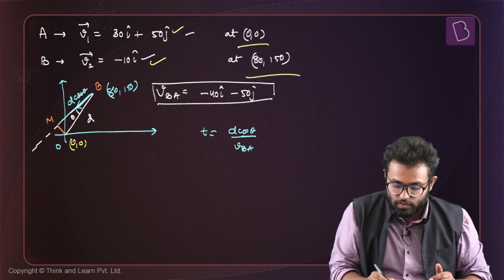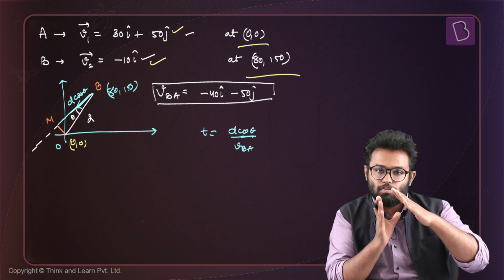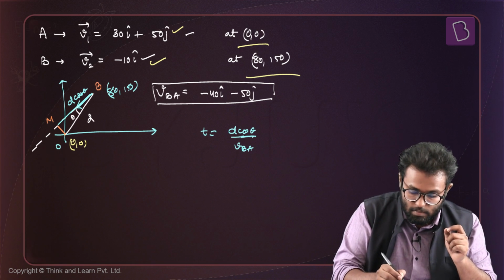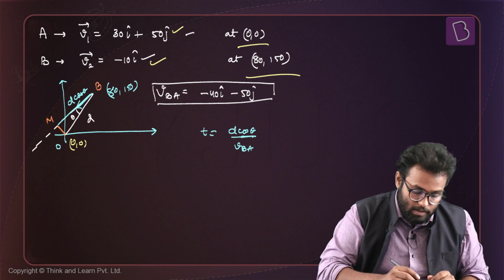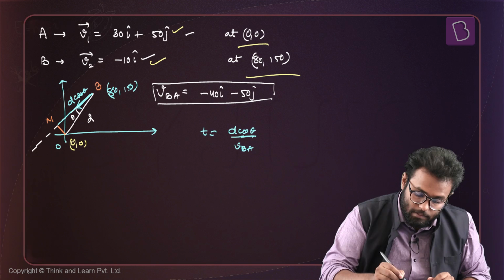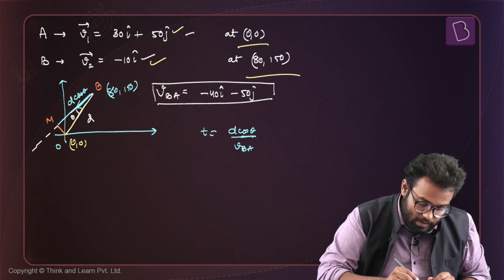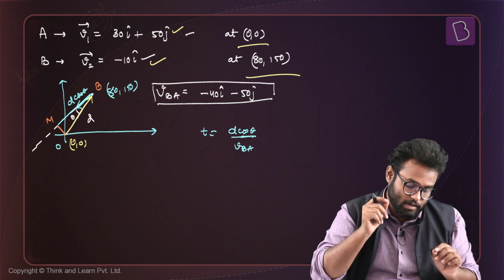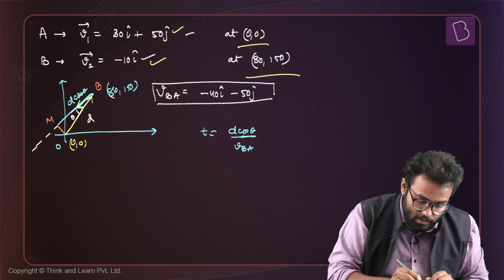But what about this cos theta? What's the angle between these two lines? All right, so to solve that, there's this method which we can use. You see, this here is our D vector, right? That's the position vector of B from where it had started. And this here is the velocity vector, right?